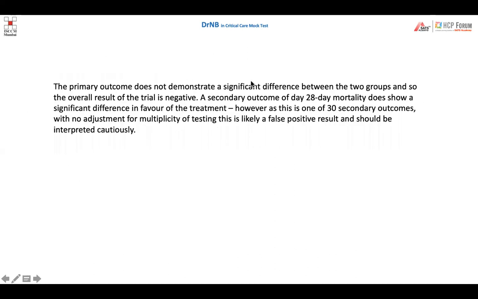The primary outcome did not show a significant difference, and overall the result of the trial is negative. The secondary outcome of 28-day mortality does show a significant difference in favor of the treatment. However, as this is one of 30 secondary outcomes, with no adjustment for multiplicity of testing, this is likely a false positive result and should be interpreted with caution.